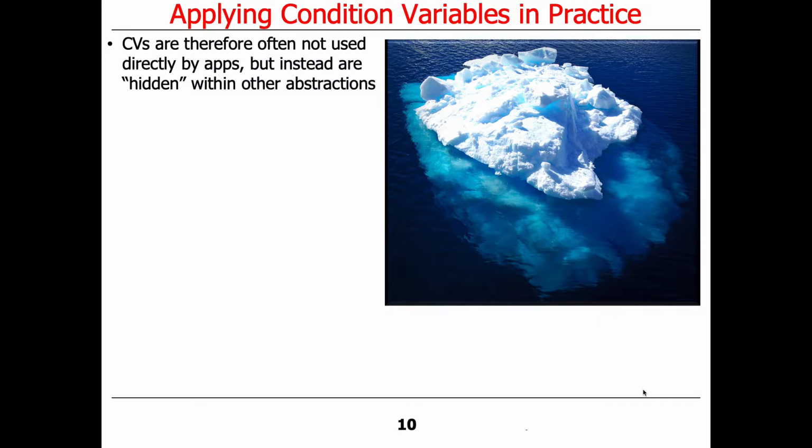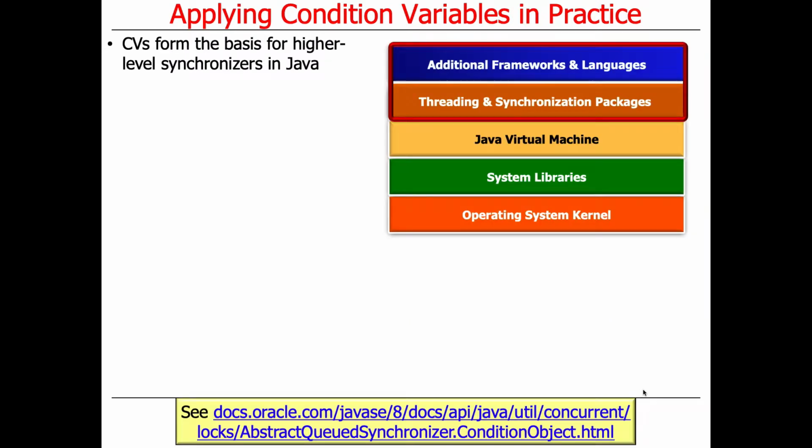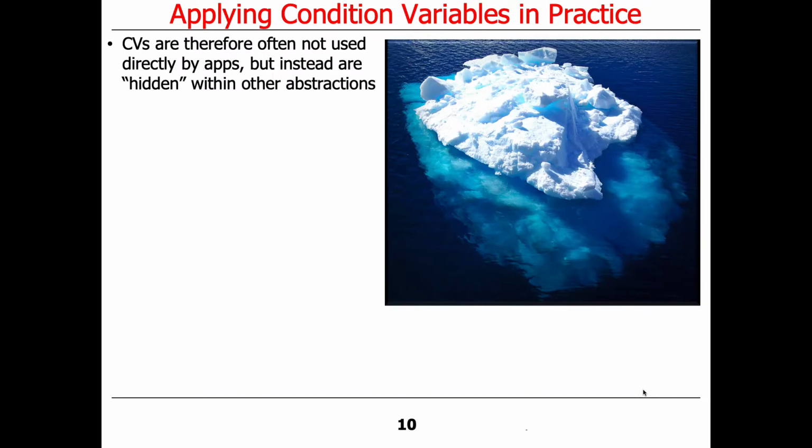So as a consequence of this, we almost always use condition objects within a higher level abstraction. Some other higher level abstraction hides the condition object for us. A good example would be the array blocking queue we talked about in the reentrant lock example, which we'll come back to and revisit next time. So you very rarely use condition objects directly. You almost always hide them behind other things.